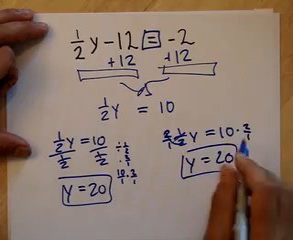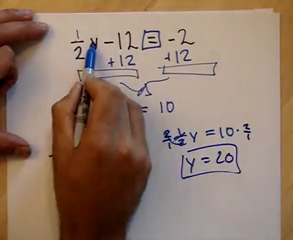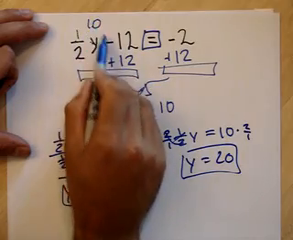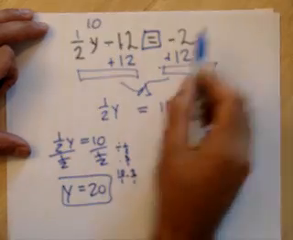So either way, double check. Let's make sure this is 20. What's half of 20? Half of 20 is 10. What's 10 minus 12? 10 minus 12 is negative 2. Sweet. We're almost done, people.